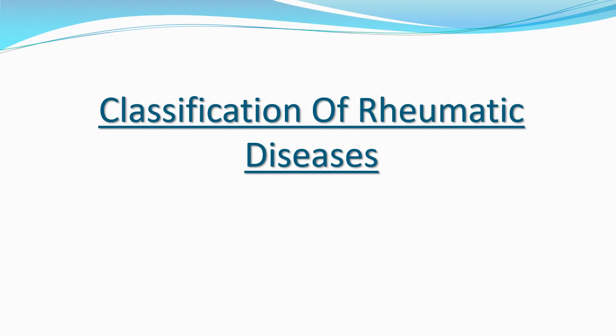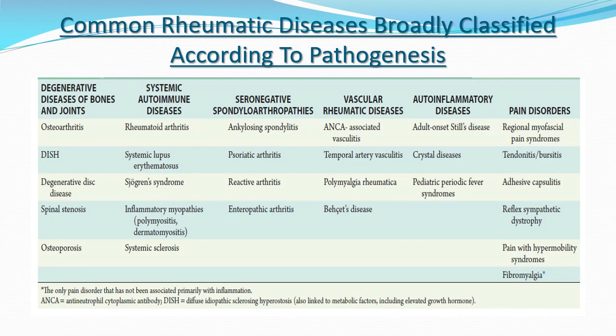Now, we come to the classification of the rheumatic diseases. We classify the rheumatologic diseases according to the pathogenesis. In other words, there are certain types of rheumatologic diseases which are characterized by a degenerative process, and the prototype for the degenerative category is osteoarthritis. And we have another category which is characterized by the production of immune-mediated or autoimmune antibodies, a category which we call the systemic autoimmune diseases. The prototype is rheumatoid arthritis and systemic lupus.